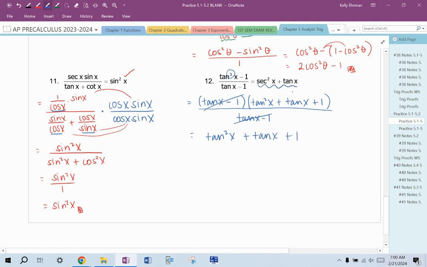Look what you're trying to get. You have the tangent x. You need secant squared. And remember, tangent squared plus 1 is secant squared.